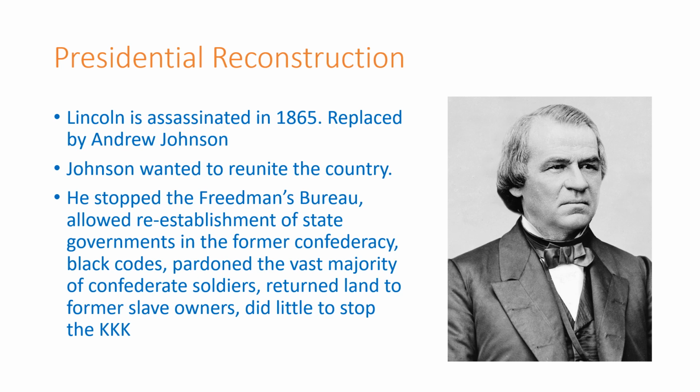He allows the Confederate states to rejoin the Union and set up their own state governments again. There are things called the Black Codes, which kind of remove rights from African American people and kind of lock racism into the law. He pardons the vast majority of Confederate soldiers, so they never were punished for what they did. He returns land from slaves back to the slave owners, and we also get the emergence of the Ku Klux Klan in this time, and Johnson does very little to discourage that or stop that from happening.